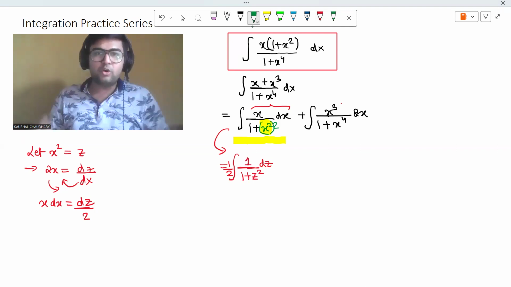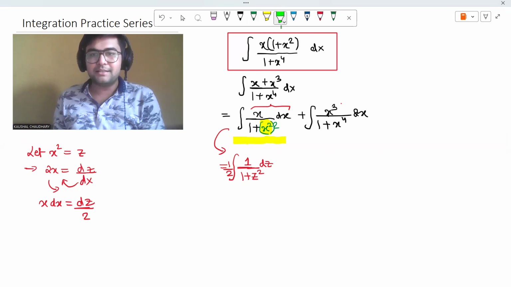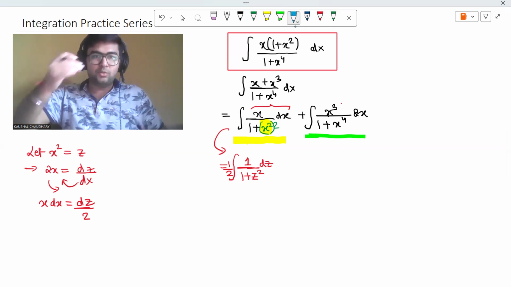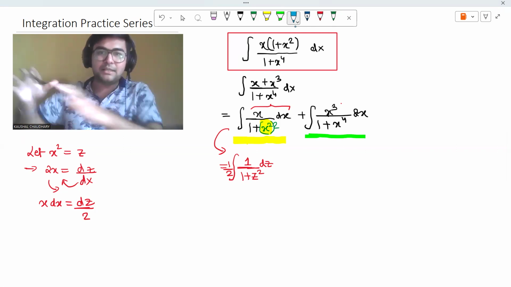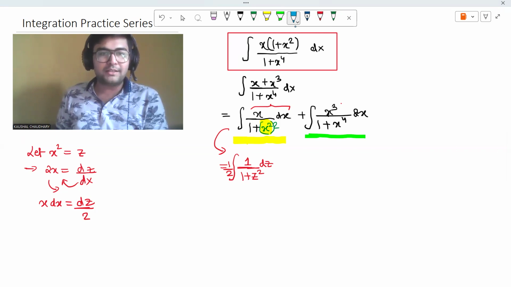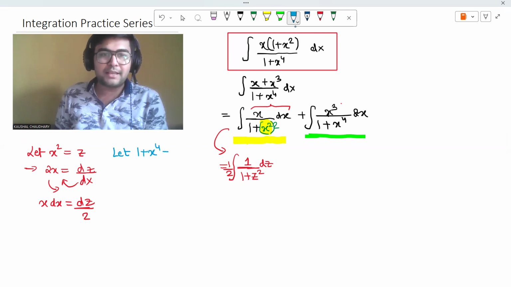Okay. Moving on to the second integral. That is again very easy. What we'll do over here is we can take the whole denominator and substitute it as our new variable t. So let us perform the next substitution for the second integral. I will take my denominator 1 plus x to the power 4 as my new variable t.